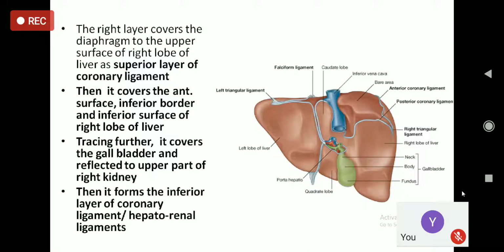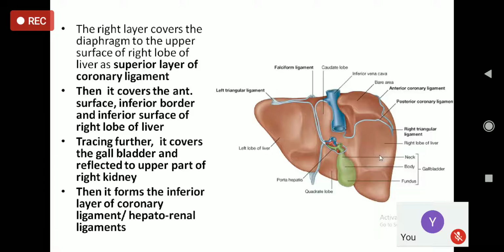So the right layer covers the diaphragm to the upper surface of the right lobe of the liver as a superior layer of the coronary ligament. This is the superior layer of the coronary ligament. Then it covers the anterior surface, inferior border, and the inferior surface of the right lobe of the liver. And tracing further, it covers the gallbladder here and is reflected to the upper part of the right kidney. So here we can see the impression of the right kidney on the visceral surface of the liver.